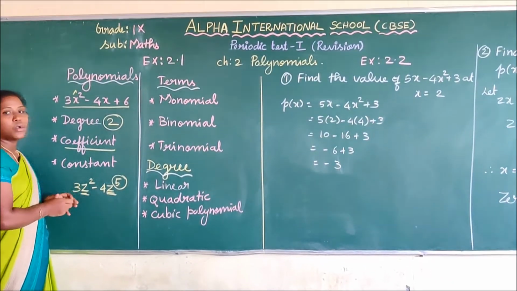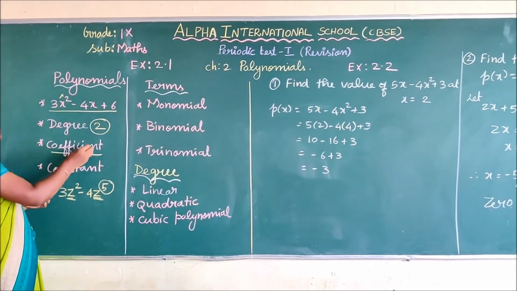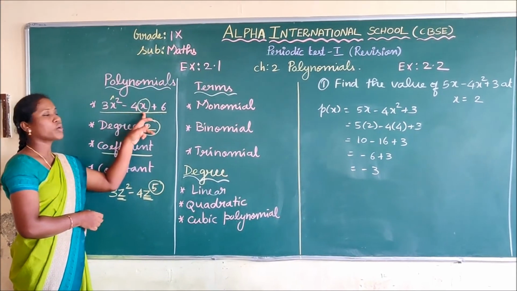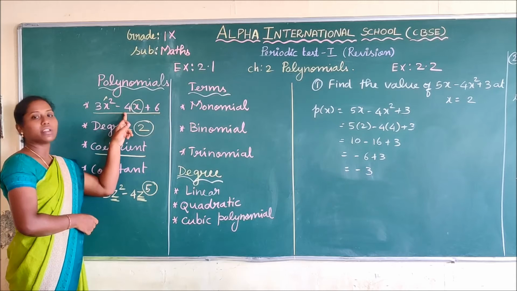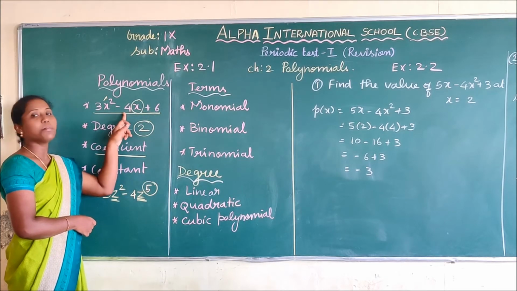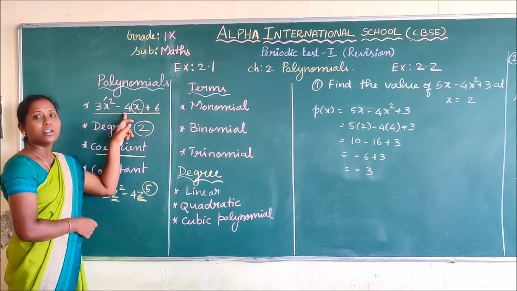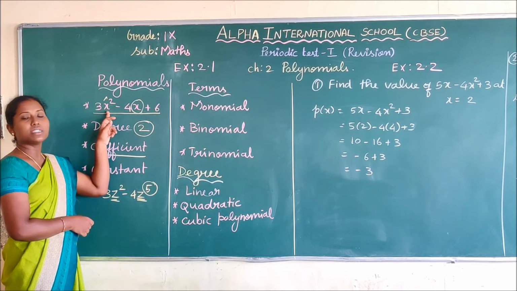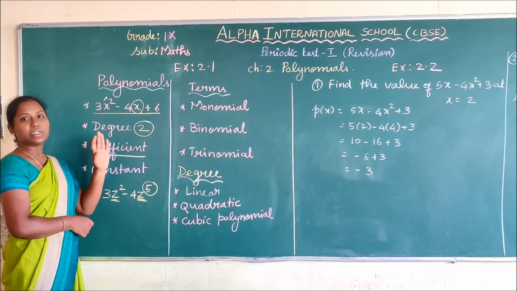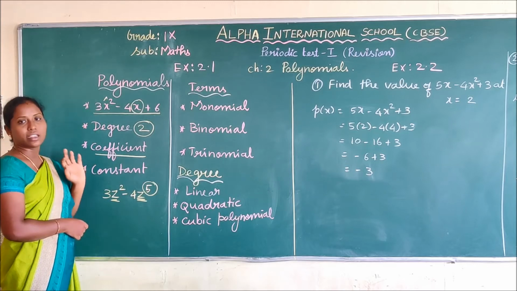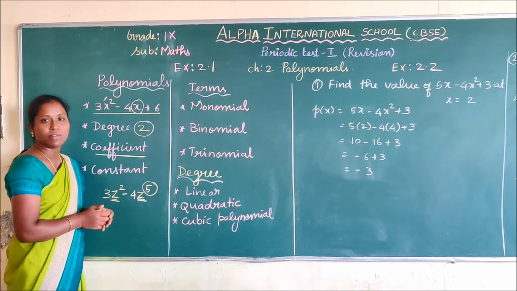And coefficient. What is the coefficient? For example, if I am asking for the coefficient of x, what is the number? The integer multiplied with x is called the coefficient of x. What is the integer? Minus 4. While taking the coefficient of a particular term, you have to take it along with the sign. For x it is minus 4. For x square it is 3. Take this example itself. The coefficient of x is minus 4 and the coefficient of x square is 3. Likewise, you have to identify the coefficient of the given term.